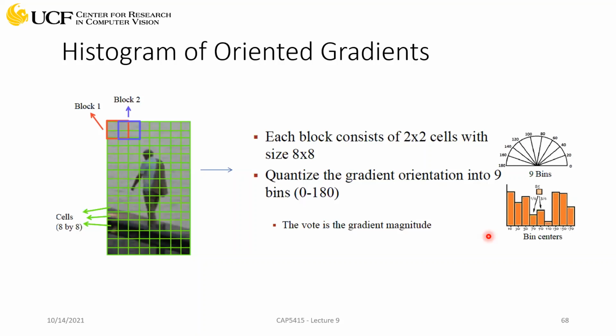Okay. For each cell, you will get such a histogram. What this histogram means is you have just 9 different values, and each value indicates the total magnitude of that particular orientation. Essentially, these are just 9 numbers. So each cell is going to give you 9 numbers. You can just put them in a vector that will be 9, 9, 9, 9, 36 different values. That's how you can concatenate, giving a 36 dimensional feature vector.